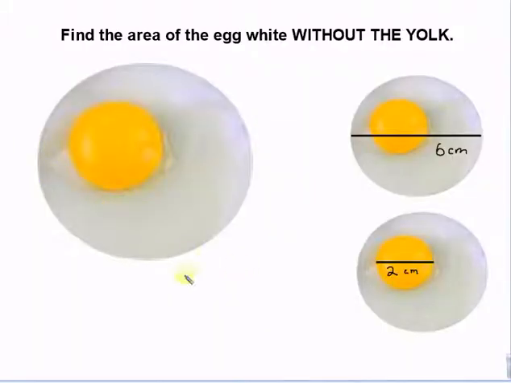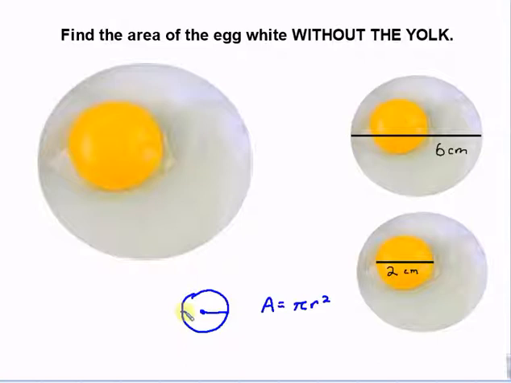We've talked about finding the area of a circle. We remember that the formula for finding the area of a circle was pi r squared, where r stood for the radius. So here's our circle, and here's our radius. Remember that the radius is half the distance from the center to the outside. It's half the distance across the circle.